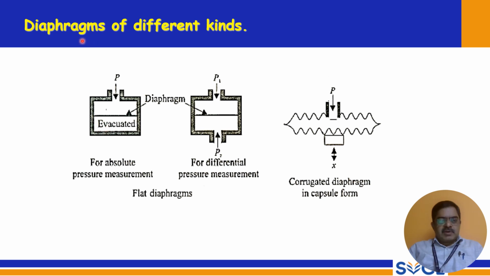Diaphragms of different kinds. This is for absolute pressure measurement, where one side is vacuum and on the other side pressure is measured. Whereas here the differential pressure can be measured. Both sides are open, with one pressure applied on one side and another pressure on the other side. This is a corrugated diaphragm in capsule form. So these are the three kinds of diaphragm pressure gauges.